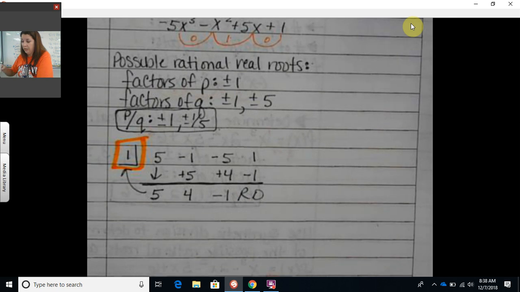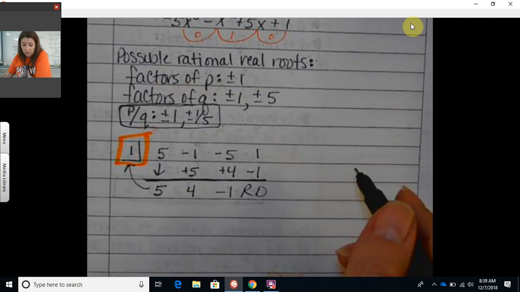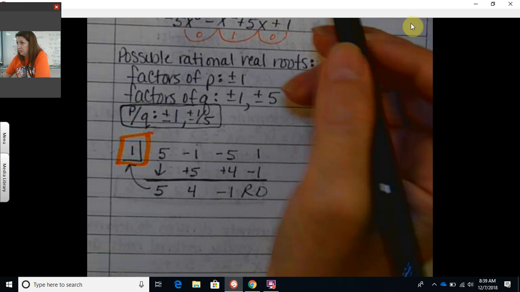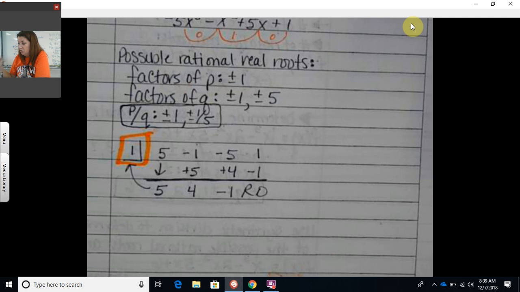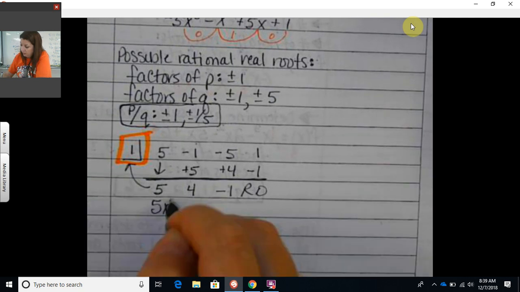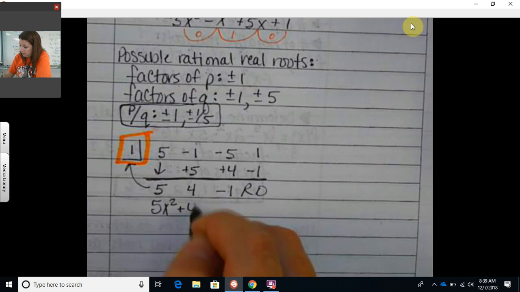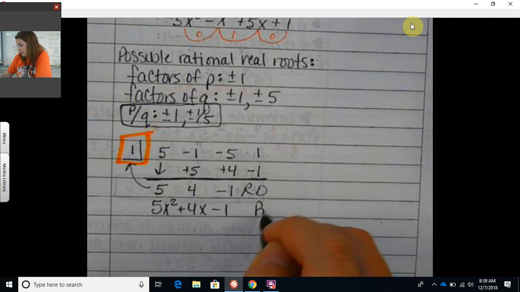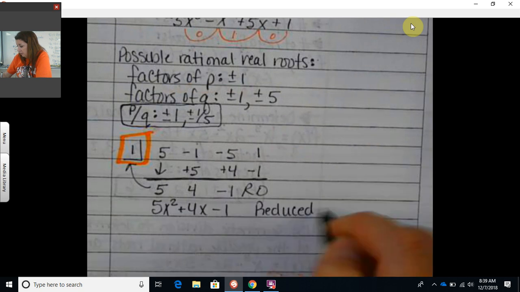So let's write our reduced degree polynomial. If we started with 3 degrees in the original, just take 1 off of that. So our first term will have 2 degrees. We'll go 2, 1, 0. So that would be 5x squared. The sign of the 4 is a positive, so positive 4x minus 1. That is our reduced degree polynomial.